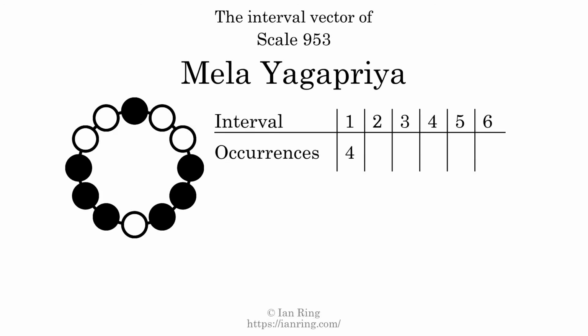There are 4 intervals with a size of 1 semitone. They are here, here, here, and here. There are 3 intervals with a size of 2 semitones. They are here, here, and here. There are 4 intervals with a size of 3 semitones. They are here, here, here, and here.